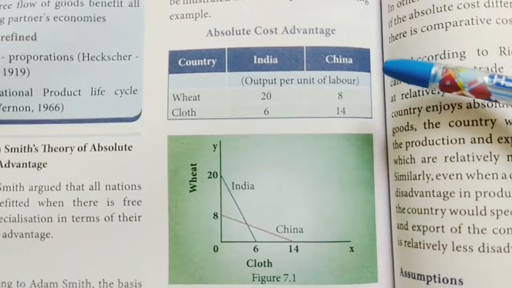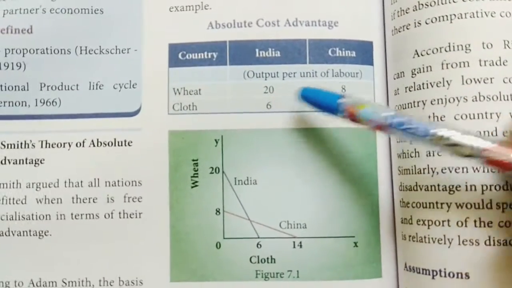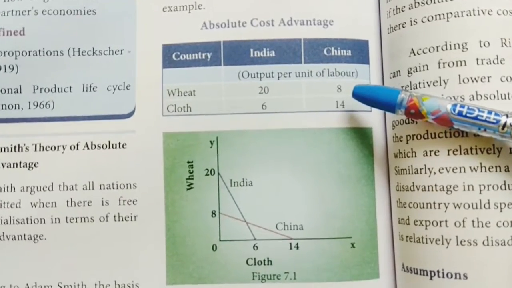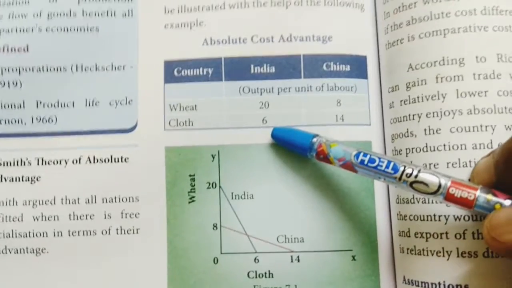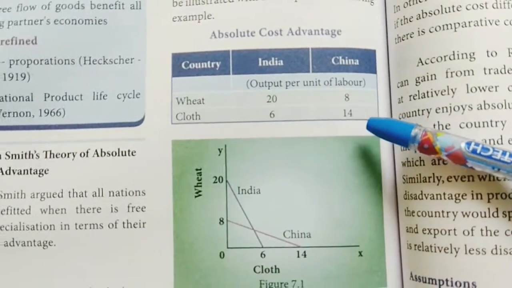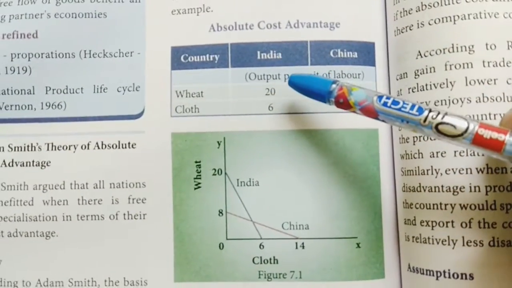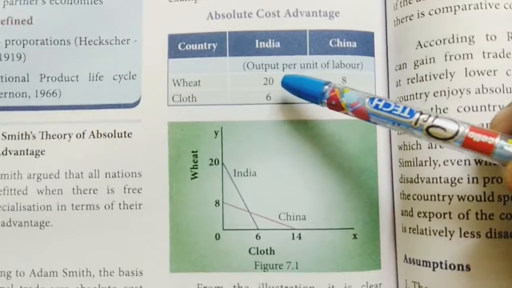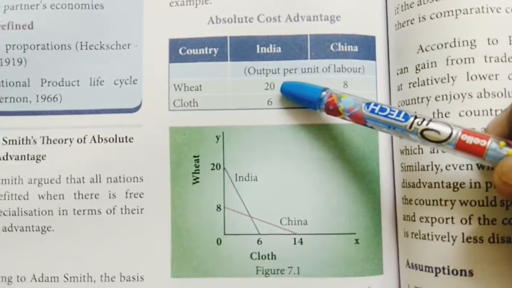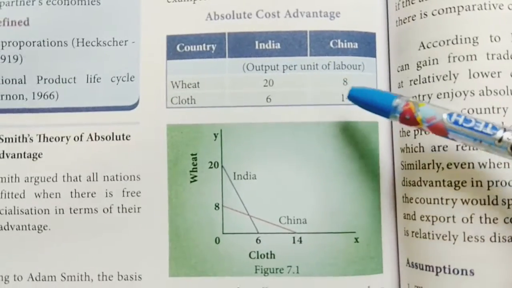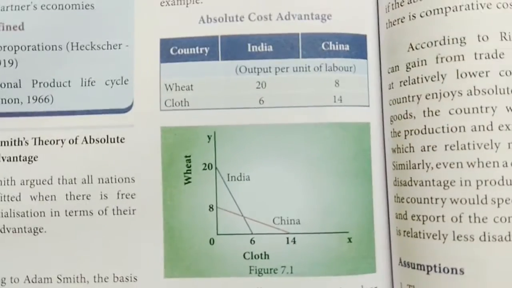With one unit of labor, India can produce 20 kg of wheat, and China can produce 8 kg of wheat. With one unit of labor, India can produce 6 meters of cloth, and China can produce 14 meters of cloth. Look here, India has an absolute advantage in producing wheat because with 1 unit of labor it produces 20 kg of wheat. China can produce 14 meters of cloth with one unit of labor.